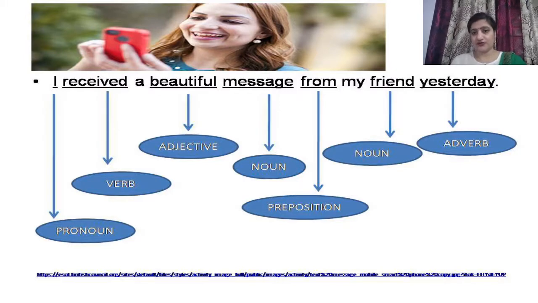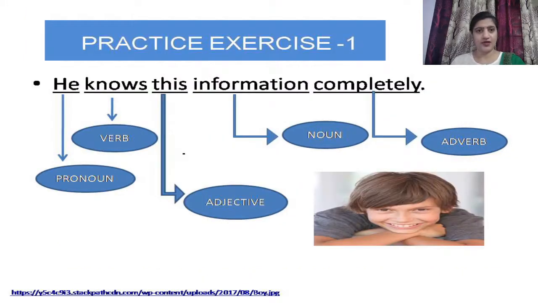From is a preposition. Why? Because it has been positioned before the noun friend. And if you remove from and try to read this sentence, it won't make any sense. You can do it right now with me. I received a beautiful message, my friend, yesterday. Does it make sense? It appears to be totally meaningless. So, in order to connect friend with the rest of the sentence in a meaningful way, a preposition has been inserted. And therefore, it is a preposition. I hope it's clear to you. I hope everything is falling into place.